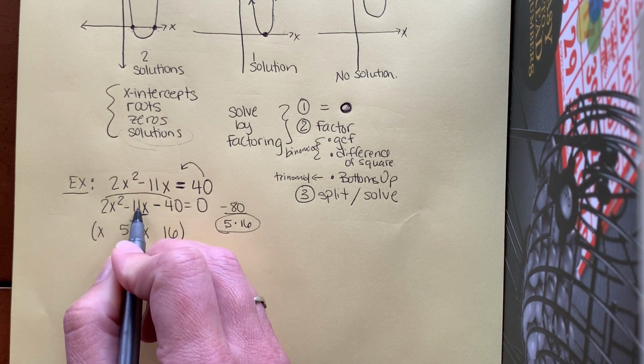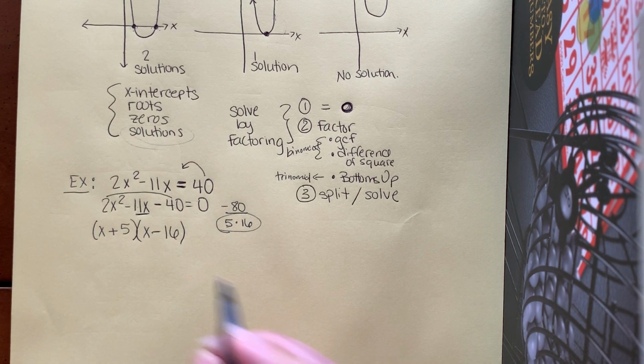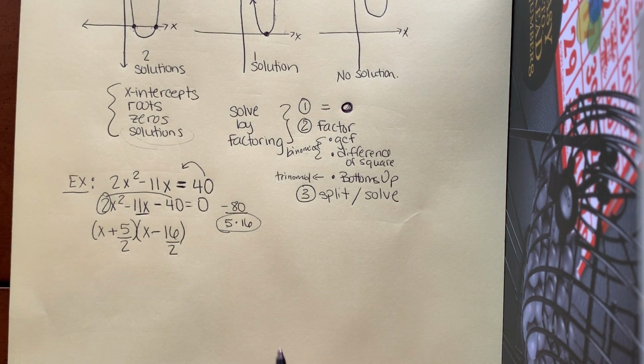Got to figure out my signs. The 11 is negative, so my 16 is bigger, so it will match that sign. Divide by the leading coefficient. Again, this is how you factor using bottoms up.